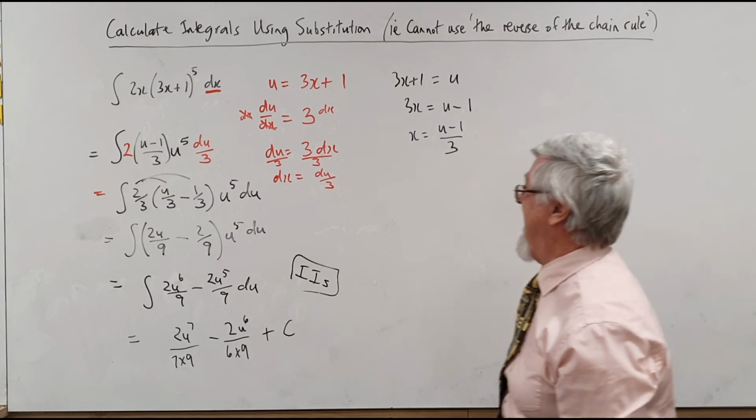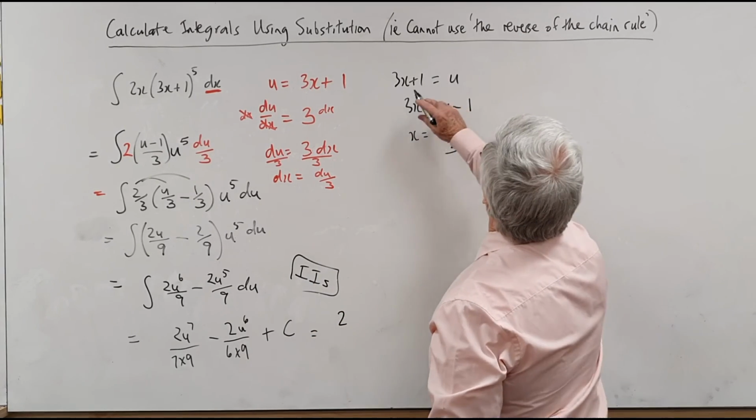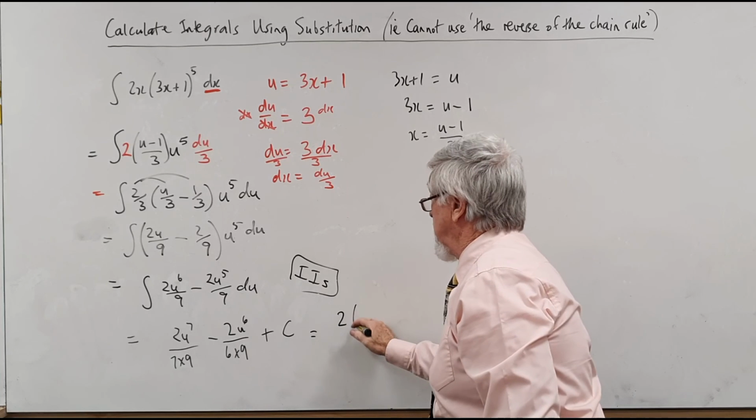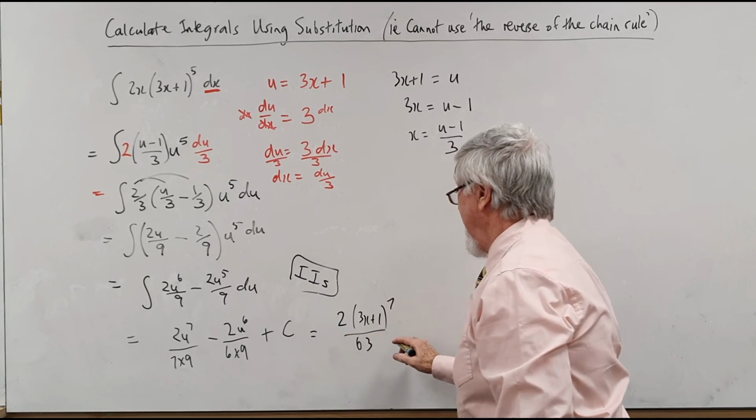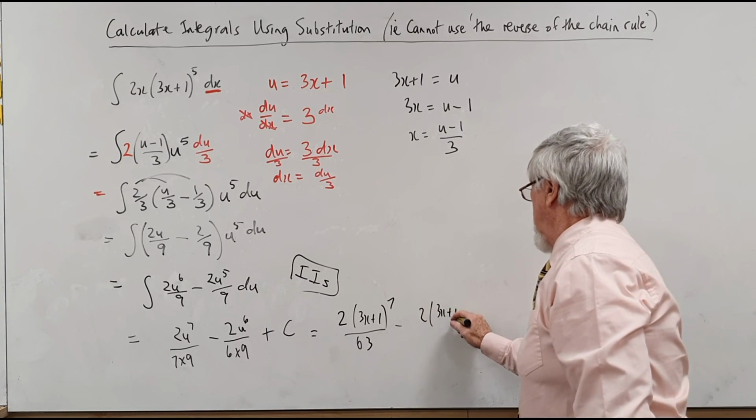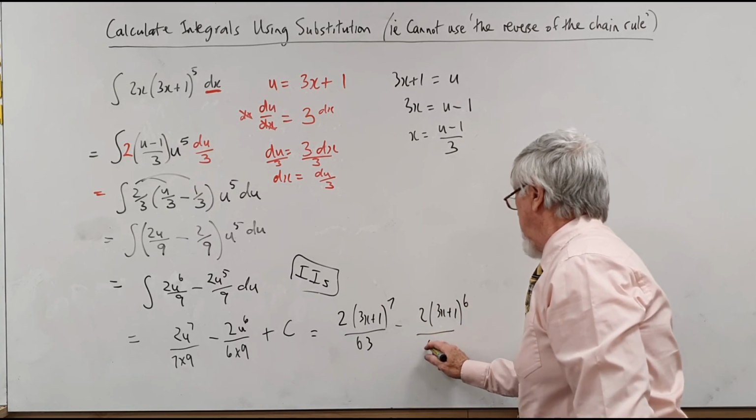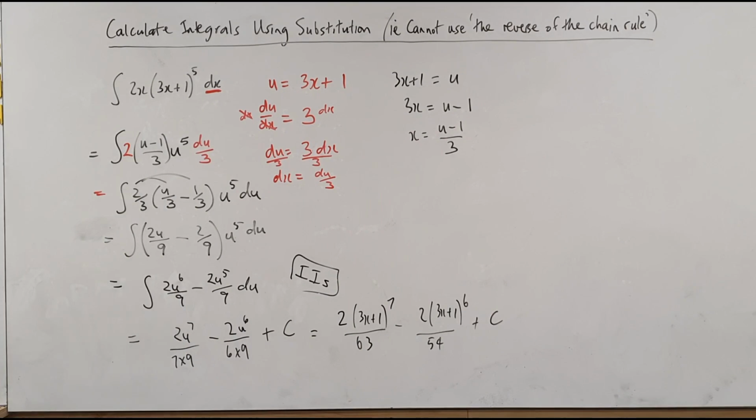Put x in. Yes! We're back to substitution again. So it's 2 and u was 3x plus 1. So 2 bracket 3x plus 1 to the 7 on 63. My goodness, who made this question up? Minus 2 bracket 3x plus 1 to the 6 on 6 9s are 54, plus c, and the question's done. Wow, good job.